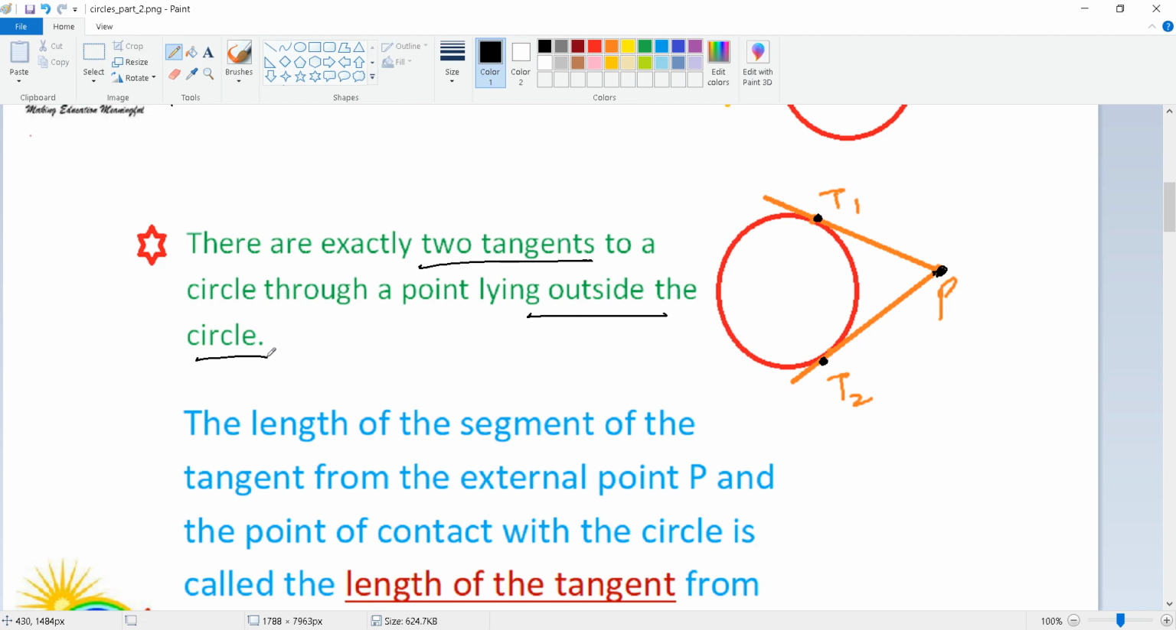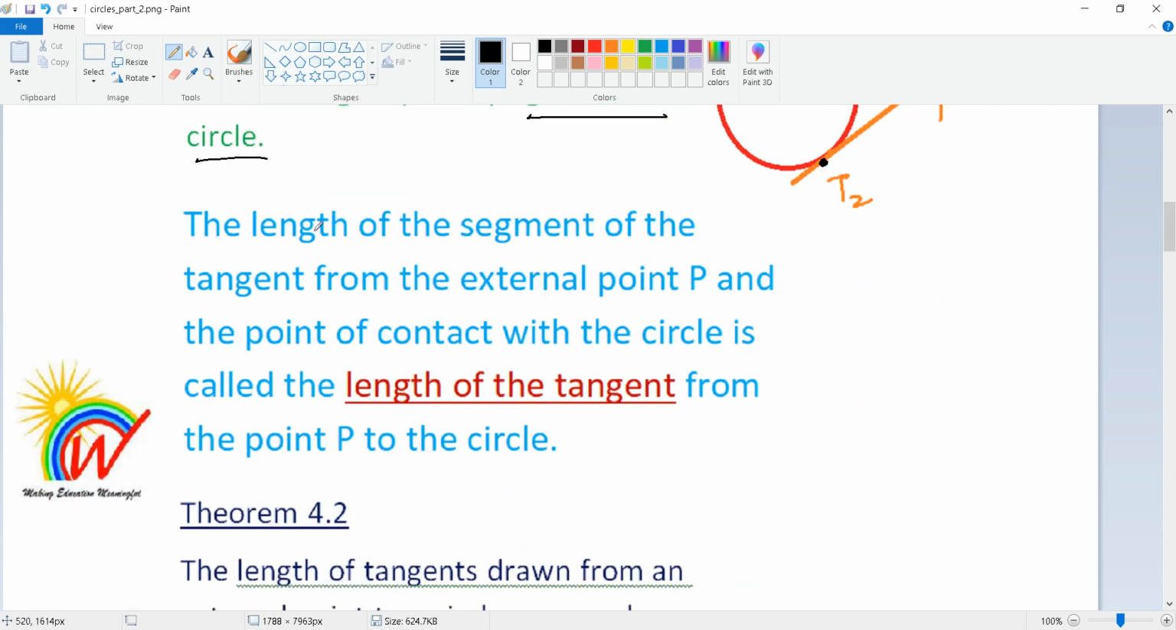So how many tangents can you draw when a point lies inside a circle? You will say 0. If a point lies on the circle, only one tangent can be drawn. If a point lies outside the circle, two tangents can be drawn. That's it. There is no other case, right? Only these three cases are there. That's all. Okay, so now we'll come to this.